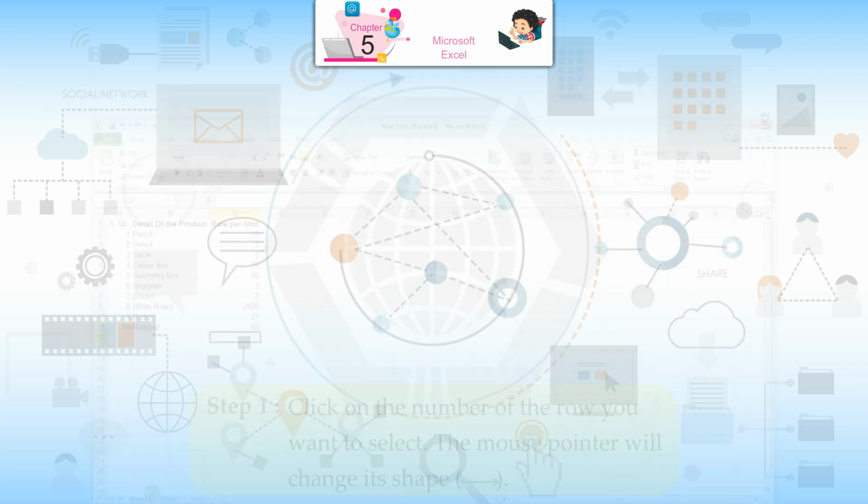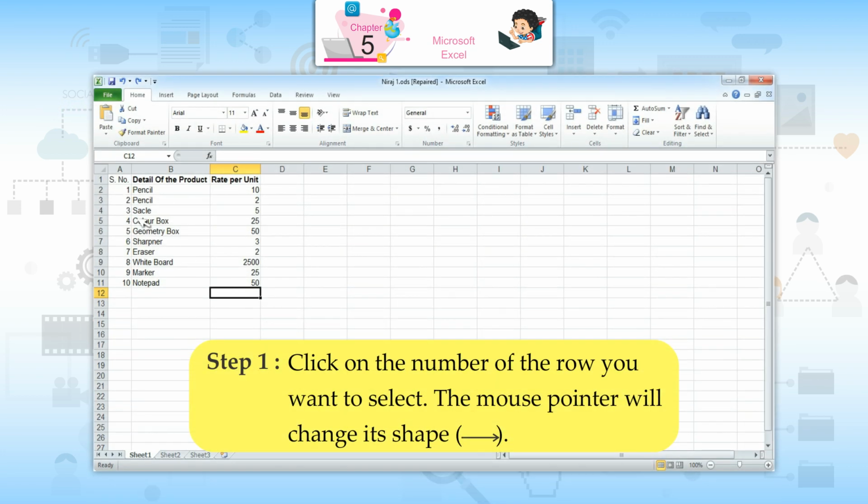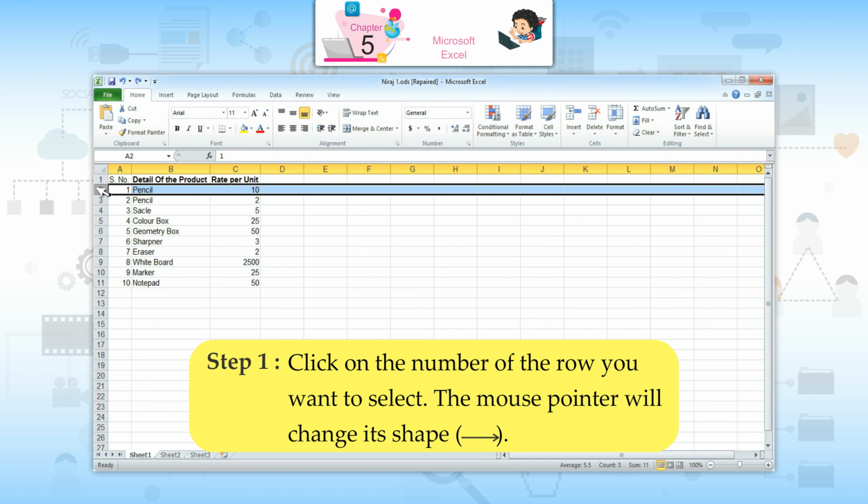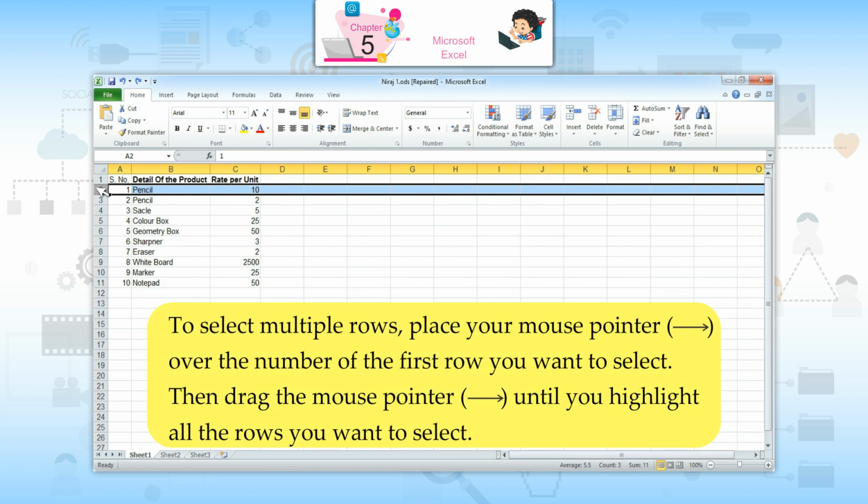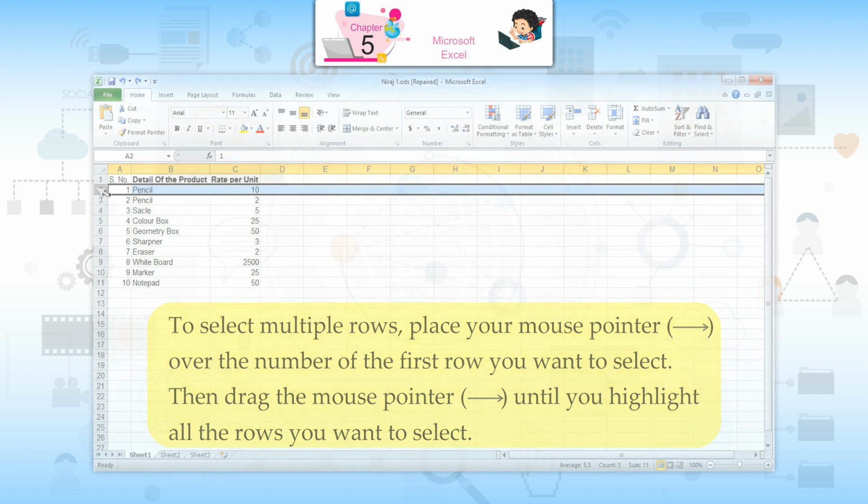To select a row. Step 1. Click on the number of the row you want to select. The mouse pointer will change its shape. To select multiple rows, place your mouse pointer over the number of the first row you want to select. Then drag the mouse pointer until you highlight all the rows you want to select.